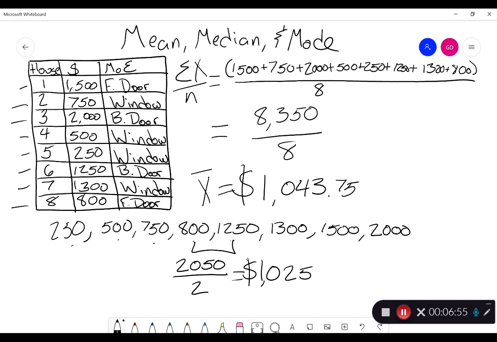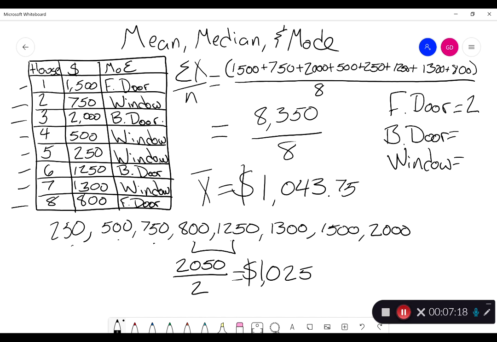And for this one, we have 3 values. So we're going to do front door, back door, and the window. And here, you're just going to count each of those up. So we have 1, 2 front doors. For back door, we have 1, 2. And then for window, we have 1, 2, 3, and 4. So here we see the mode of method of entry for a residential burglary is through a window, with front door and back door each having 2.